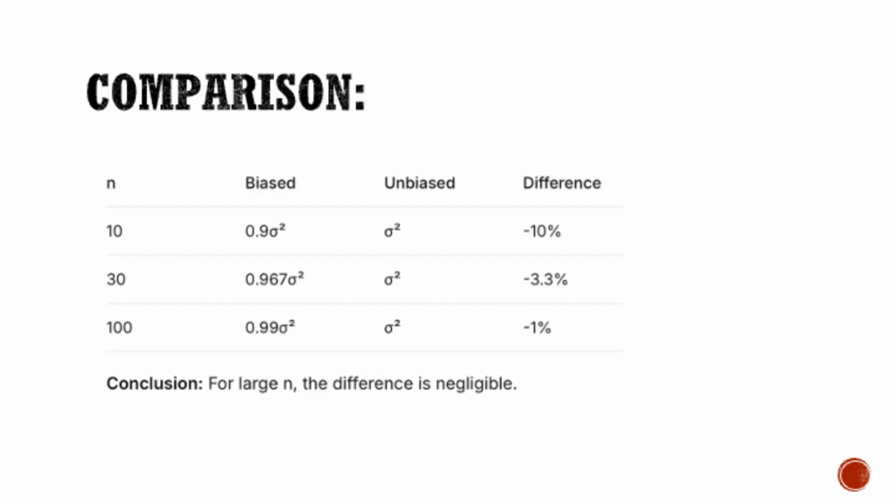The table shows that for n equals 10, the biased estimator is 10% too low. For n equals 30, it's about 3.3% too low. For n equals 100, it's only 1% too low. For large samples, the difference between the biased and unbiased estimators becomes negligible. However, for small samples, the bias can be significant.